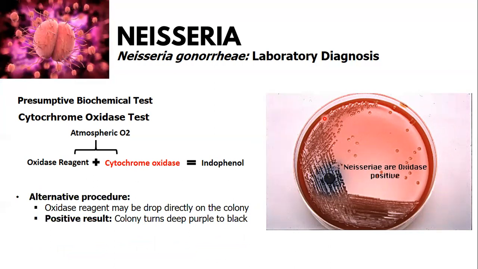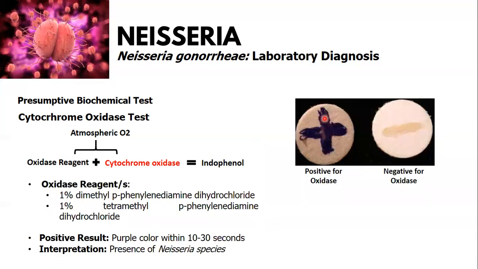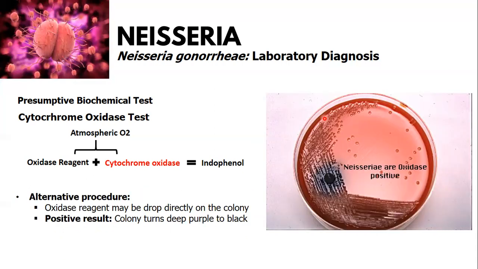However, before we go to that, take note before I forget that apart from performing the oxidase test on a filter paper, we can also perform the oxidase test alternatively by dropping the oxidase reagent on the colony that contains gram-negative diplococci that are kidney bean or coffee bean shaped. And if the colonies turn deep purple to black, then it's positive for Neisseria species.